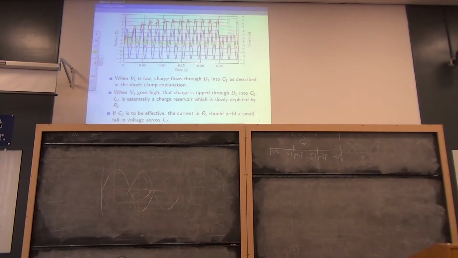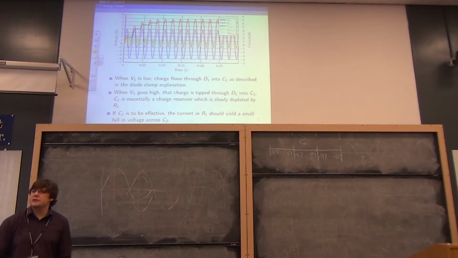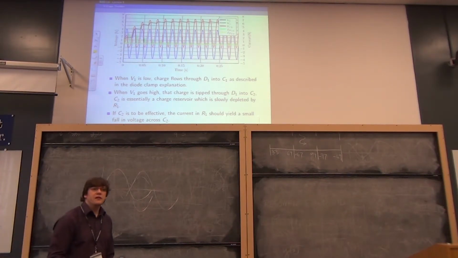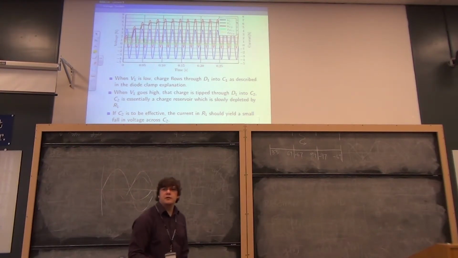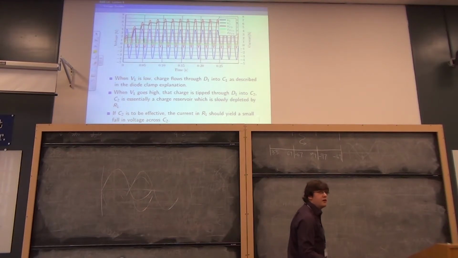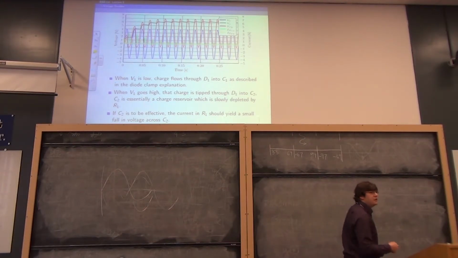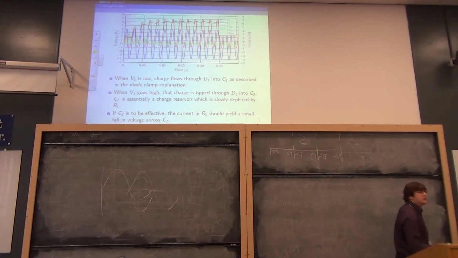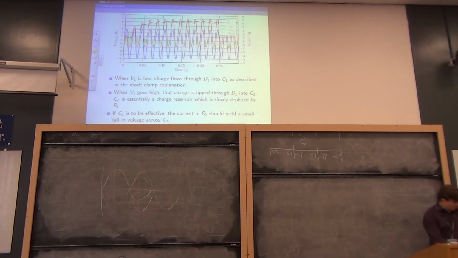Because you won't be able to get the clamping operation, because the capacitor will empty itself over the course of half a cycle. Similarly, if you load up your peak detector too much, its capacitor will empty itself. So there's a fine balance between what the time constant of the components is and what the signal frequency is. So that's what I've said there. For C2 to be effective, the current through R1 should yield a small fall in voltage across C2.